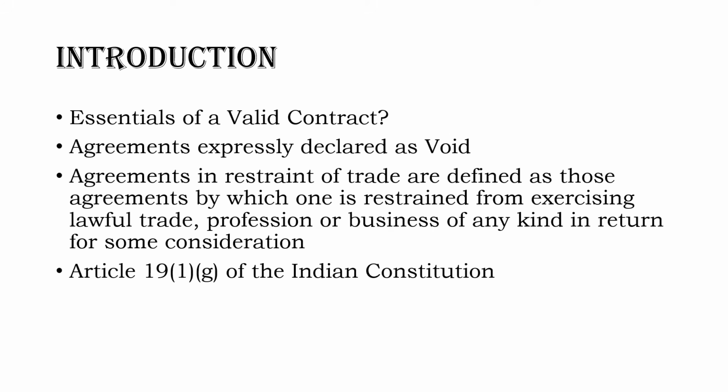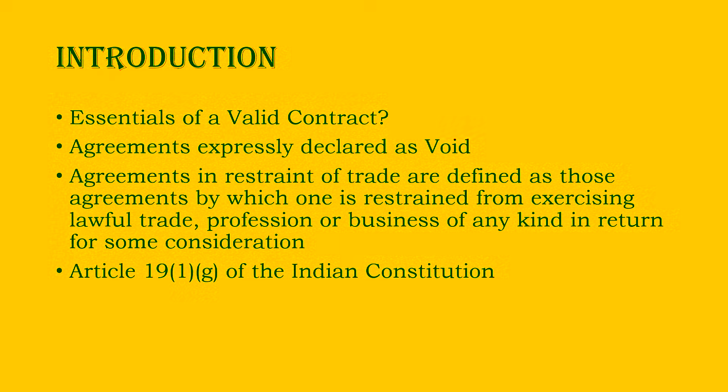First and foremost, what are the essentials of a valid contract? Offer, acceptance, consideration which should be lawful, object which should be lawful, competency of parties, free consent, and the agreement must not have been expressly declared as void. One such category of agreements expressly declared void is agreements in restraint of trade. That is Section 27 of the Indian Contract Act.